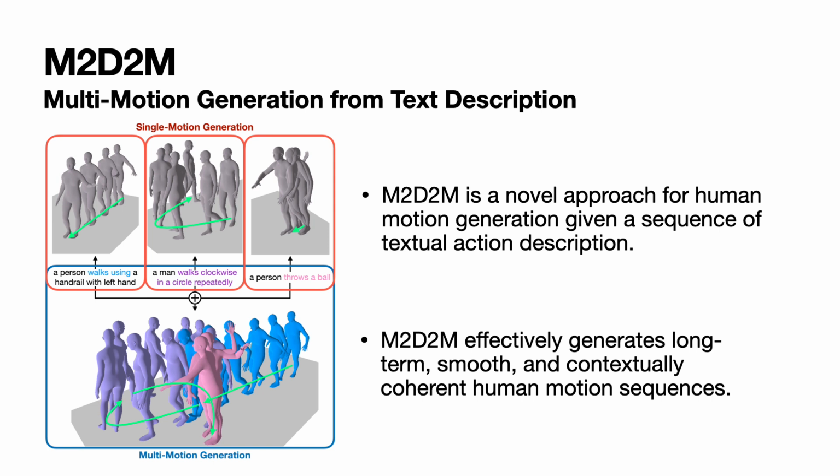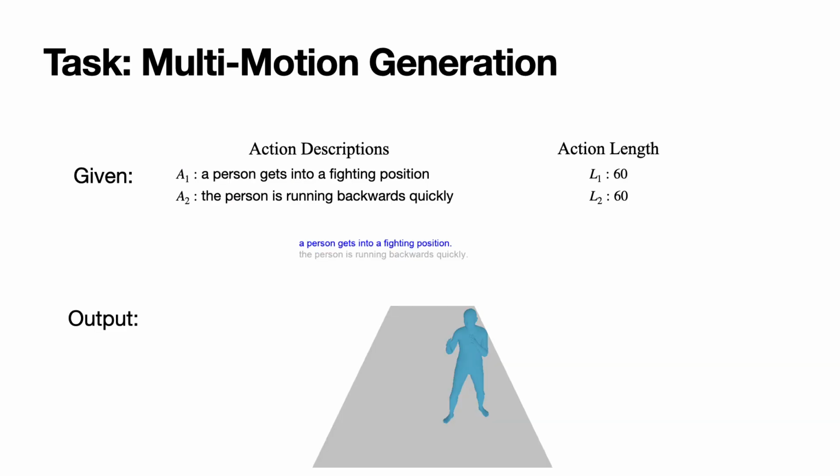Unlike previous methods, M2D2M handles multiple actions while ensuring smooth transitions between them, which is crucial for applications like animation and virtual environments. In the multi-motion generation task, action descriptions guide the motion generation. For example, one action might describe a person getting into a fighting stance, while the next describes running backward. The task goal is to generate motions with smooth transitions between them while keeping the coherency between motion and text description.